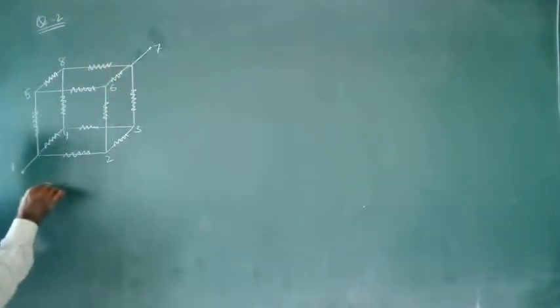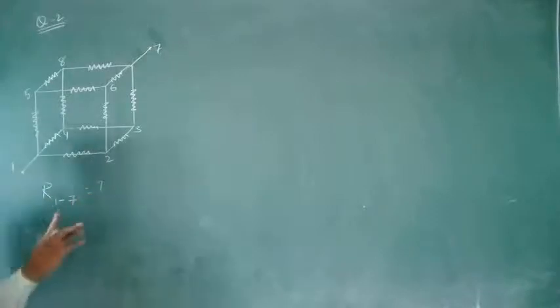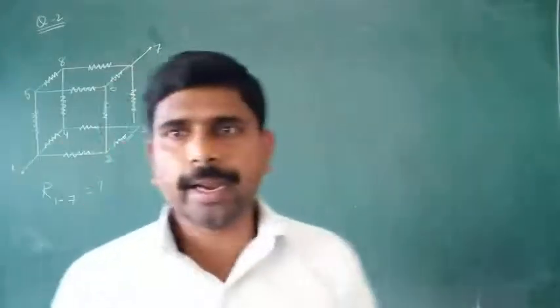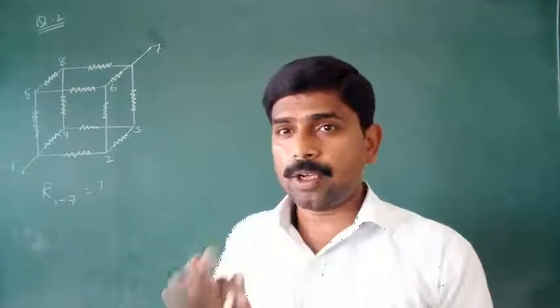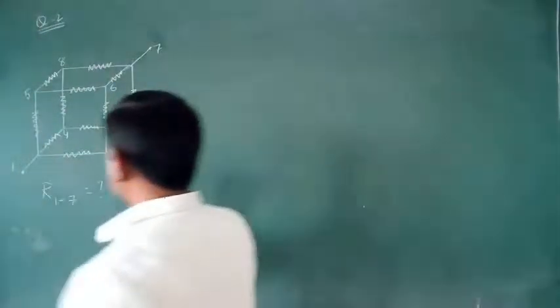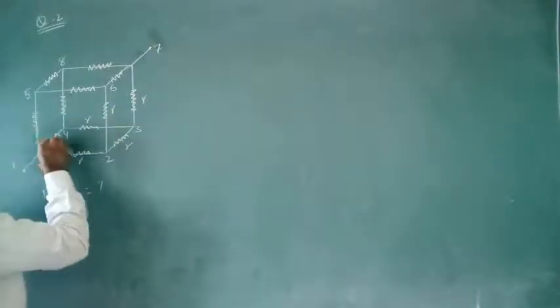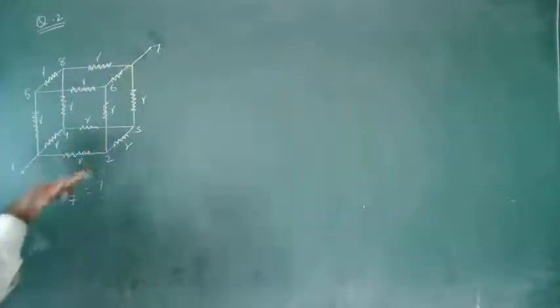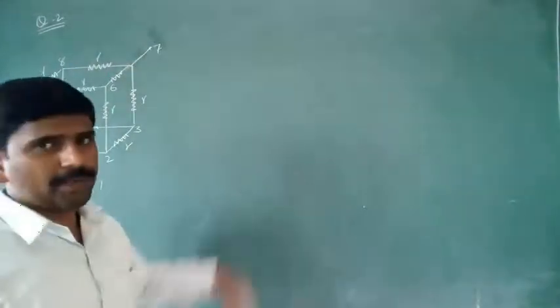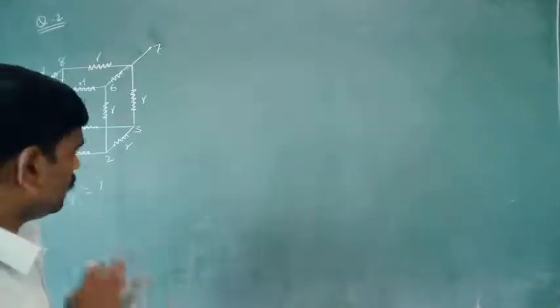Find R equivalent across 1 and 7. That is nothing but the cube diagonal. Remember that. Here all the resistors are the same, small r. Already by using the Kirchhoff laws, we found the effective resistance. But this is another way to find the effective resistance.